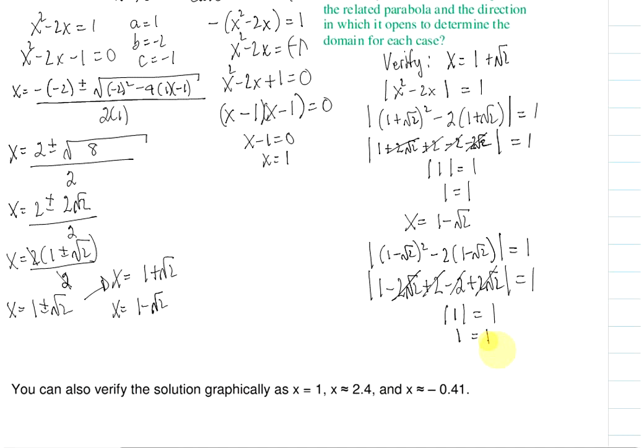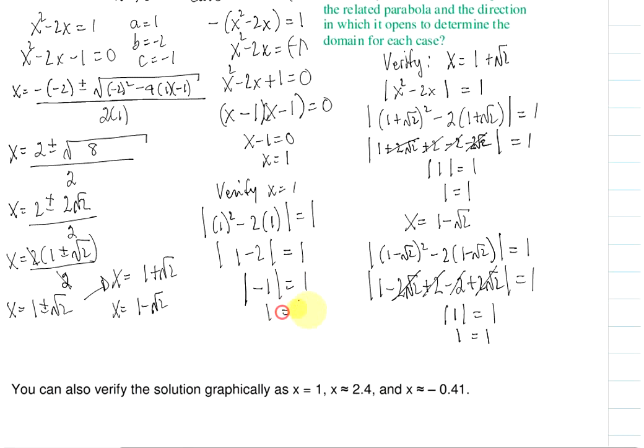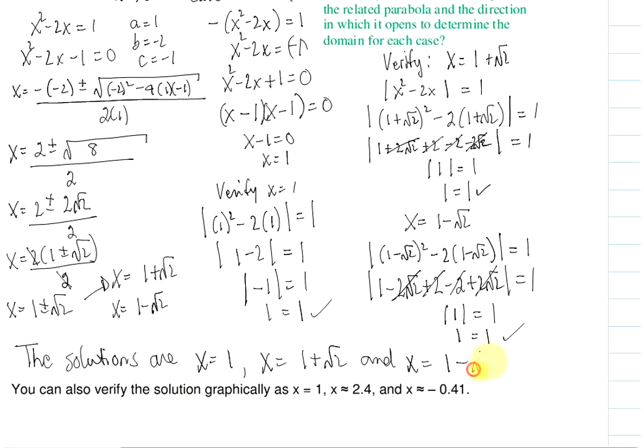Okay, and then let's do our last one. We verify with x equals 1. Plug it into the original equation, we get absolute value of 1 squared minus 2 times 1, and that's equal to 1. So 1 squared is 1, 2 times 1 is 2, 1 minus 2 is negative 1, and that gives us the absolute value of negative 1 equals 1, so we get 1 equals 1. Okay, so they all work. And so the solutions are x equals 1, x equals 1 plus the square root of 2, and x equals 1 minus the square root of 2.